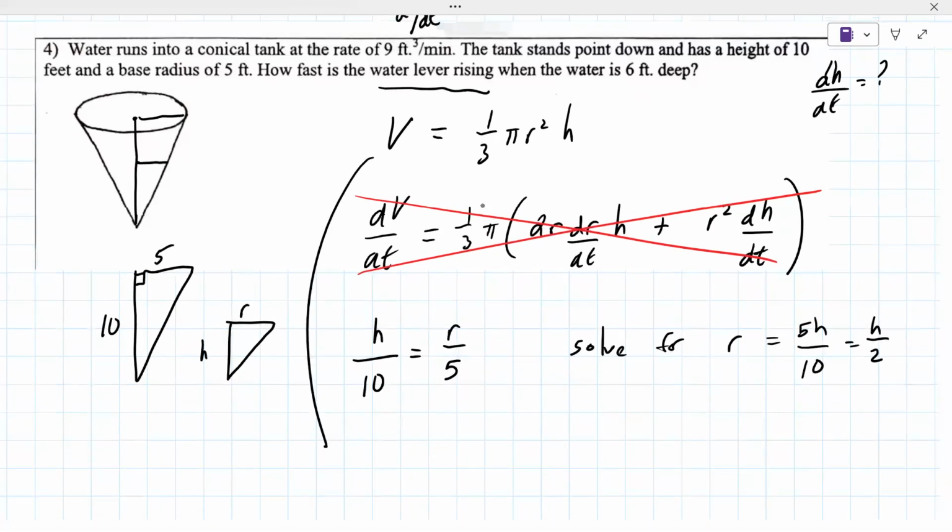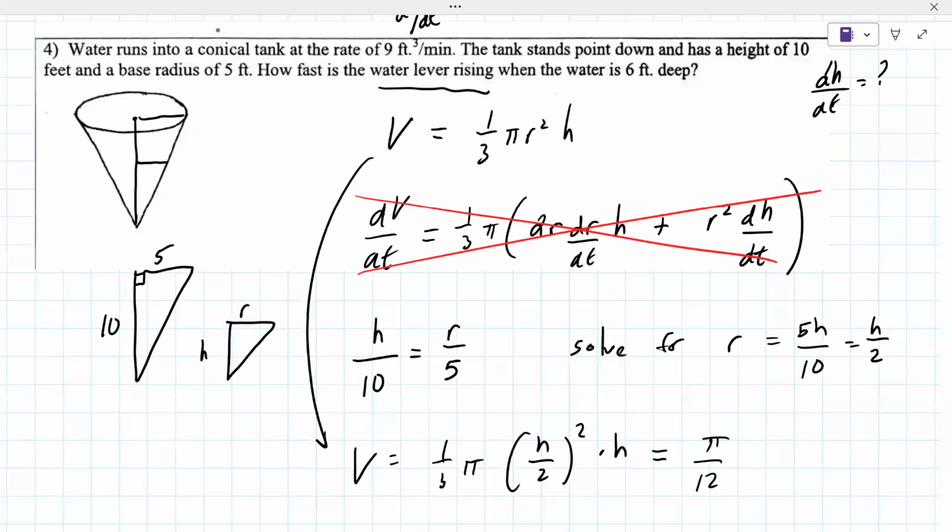And then that's going to go in for r. So your volume is really 1/3 pi r squared h, with r being h over 2, squared, times h. So it becomes pi over 12 h cubed. And this is a very, very common approach, which is to draw a triangle and use similar triangles. Is that okay so far?